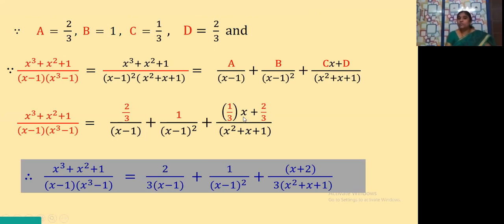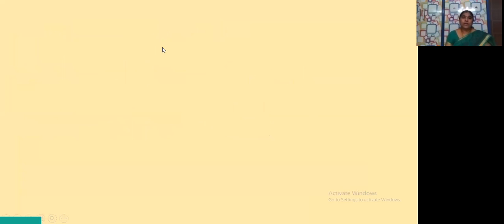Here numerator is what here? Here x is left. Here 2 is left. So together it becomes x plus 2 by 3 into x square plus x plus 1. So this is the final answer, children. So like this you have to solve the sums. I hope rule 2 and rule 3 are clear to you. So go through the video again, okay, to clarify your doubts.